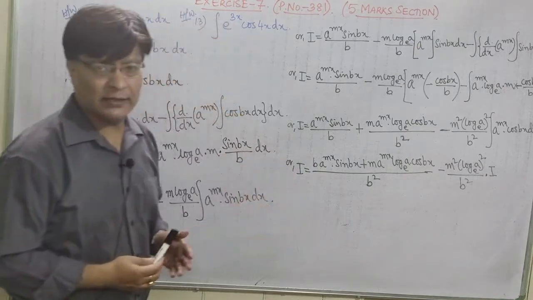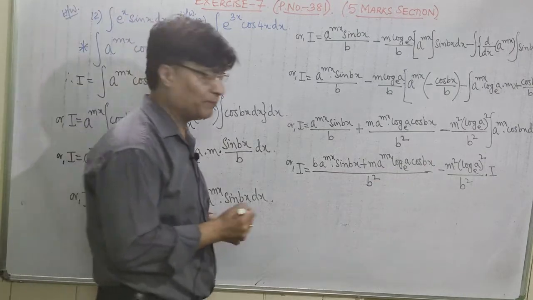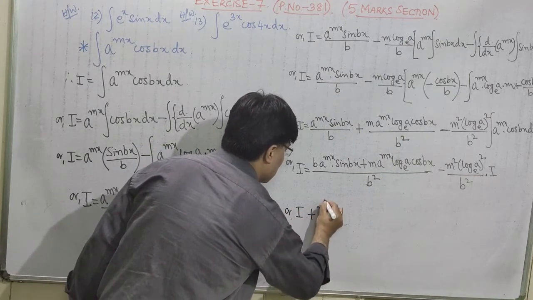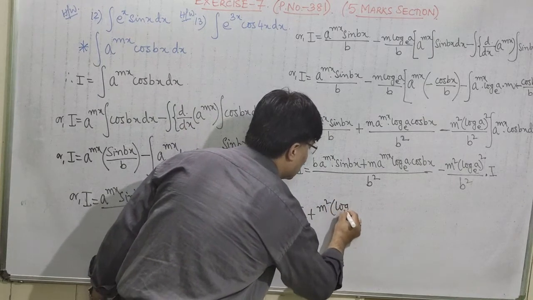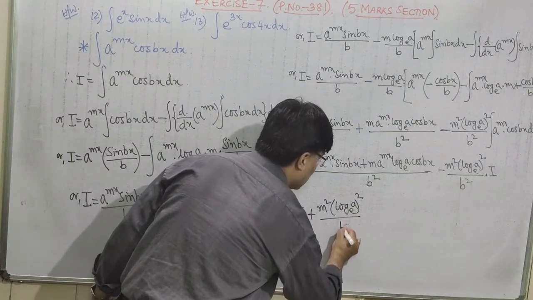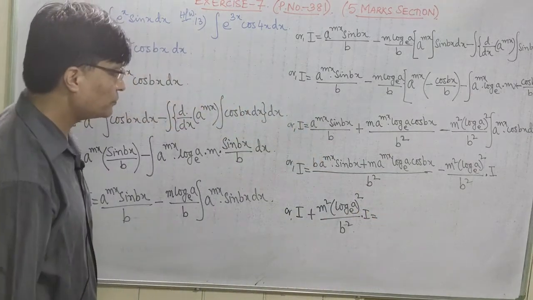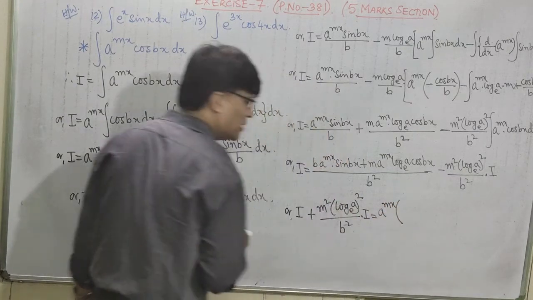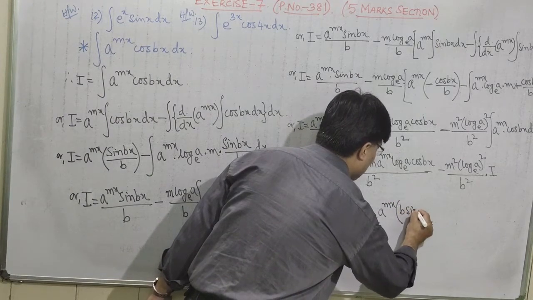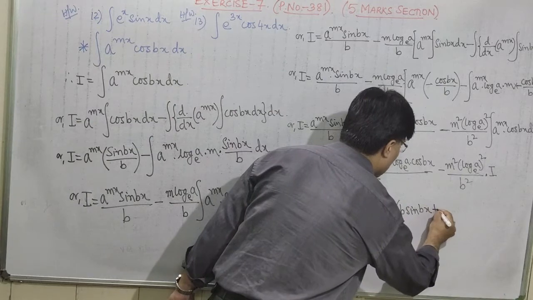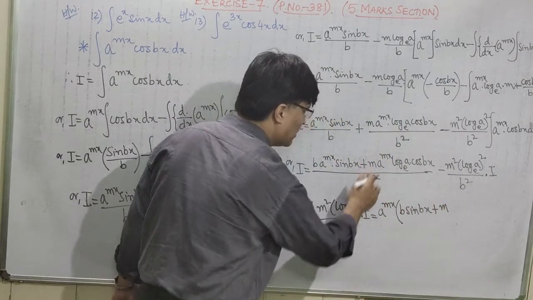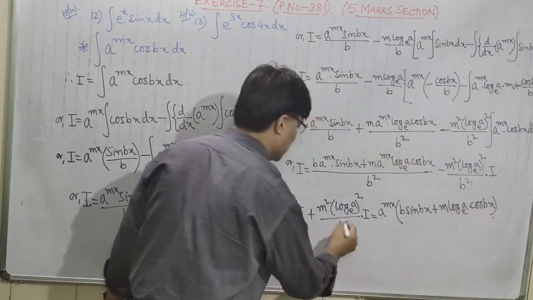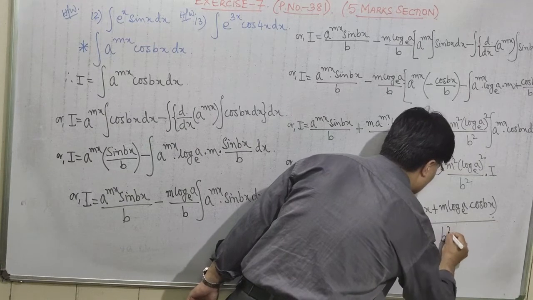Now let us find out the value for I. Actually in this case we are getting the value for I. So let us take this I term to the left hand side. So this is I plus m square log a base c whole square divided by b square into I, which is equal to. Now what is common in the numerator? In the numerator a to the power mx is taken common. So within the bracket we get b sine bx plus m log a base c into cos bx, this whole divided by b square.